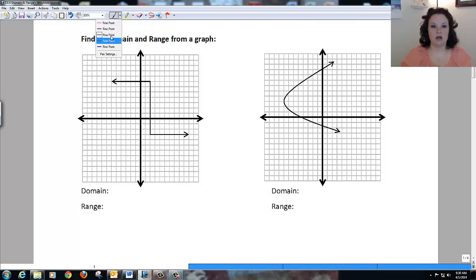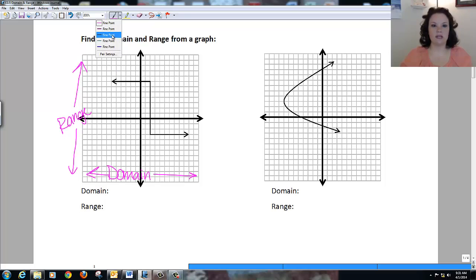Okay, and I just want to remind you, when we look at domain, because that's our input or x values, domain is left to right. How far to the left can I go? How far right can I go? And then to find range, I look at my lowest y value up to my highest y value.